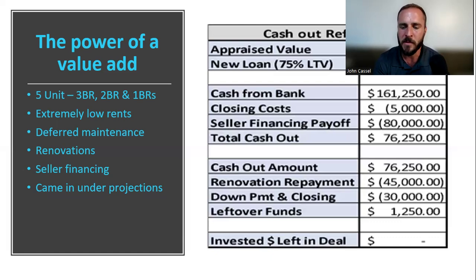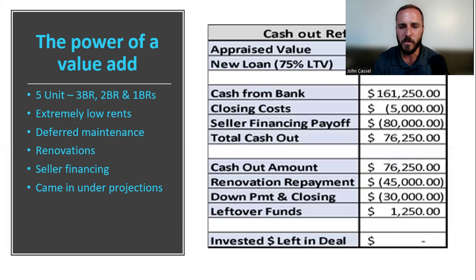Closing costs came to $5,000 for that refinance, so you take $5,000 off that. The seller financing note that we had to pay off, the remaining debt that we owed the seller, was $80,000. So we got $76,250 out at the refinance.